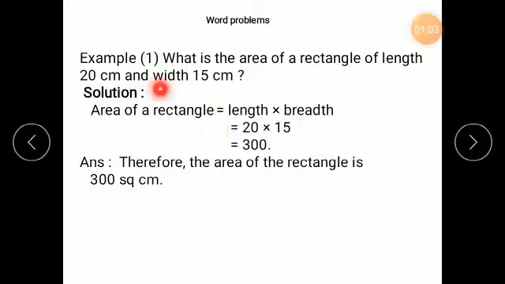So what is the length? 20 centimeter. What is the breadth? Breadth means width. So breadth की जगह पे हम 15 डालेंगे. Next 20 into 15 you have to multiply in the rough, and then the answer will be 300. Therefore, the area of a rectangle is 300 square centimeters.